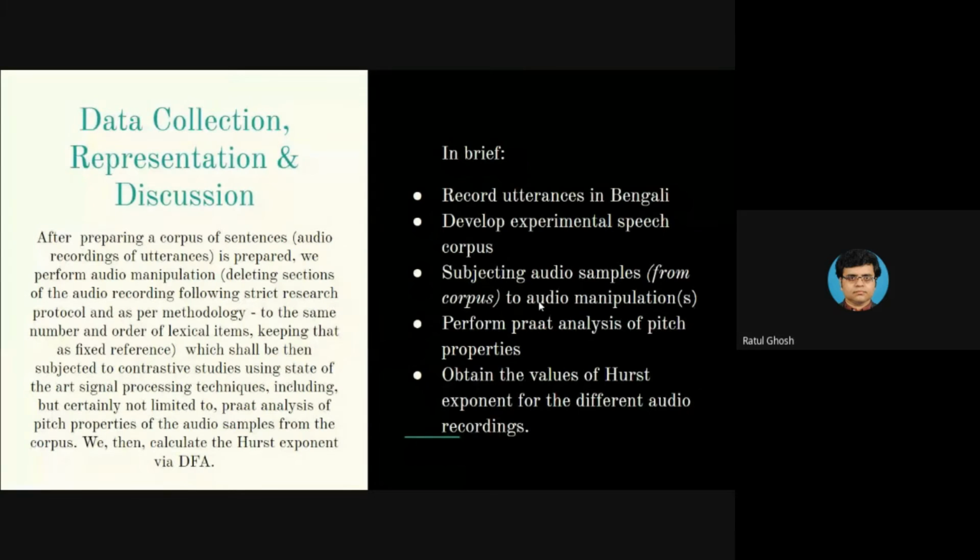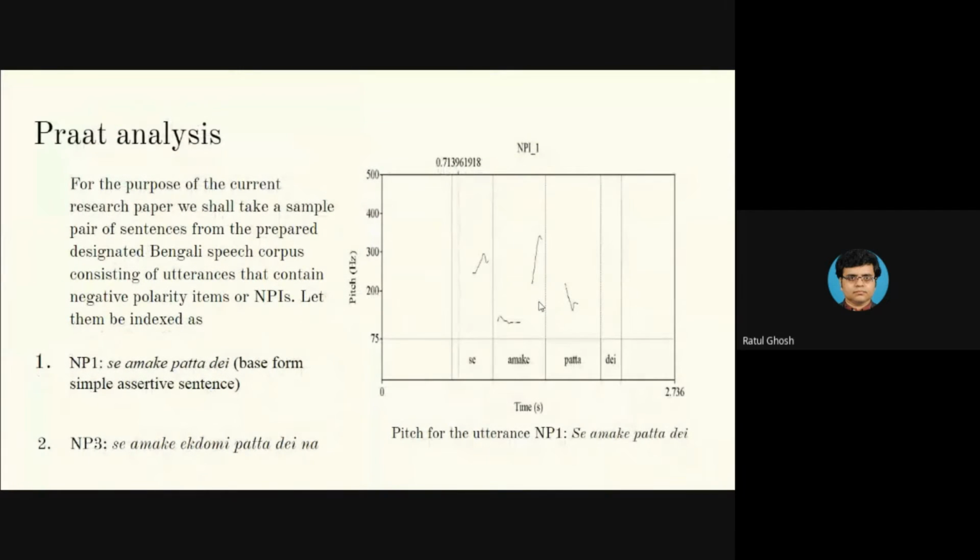They calculate the Hurst exponent via DFA. So in brief, we just record the utterances, we develop an experimental speech corpus, we subject the audio samples to audio manipulation, we perform PRAAT analysis upon the same, and then we obtain the Hurst values via DFA. This is the PRAAT analysis.